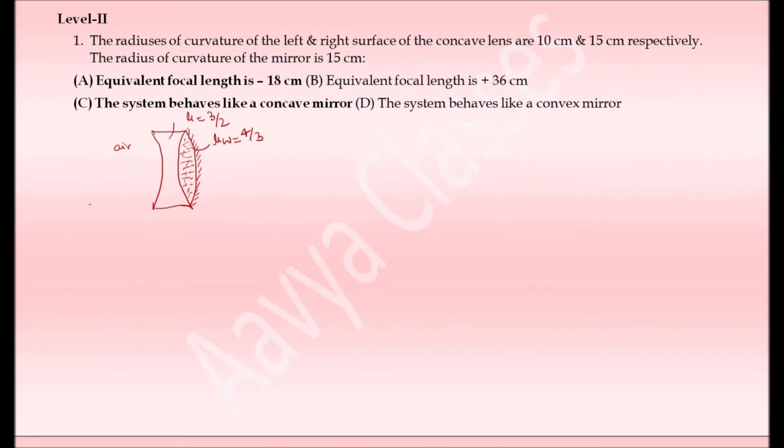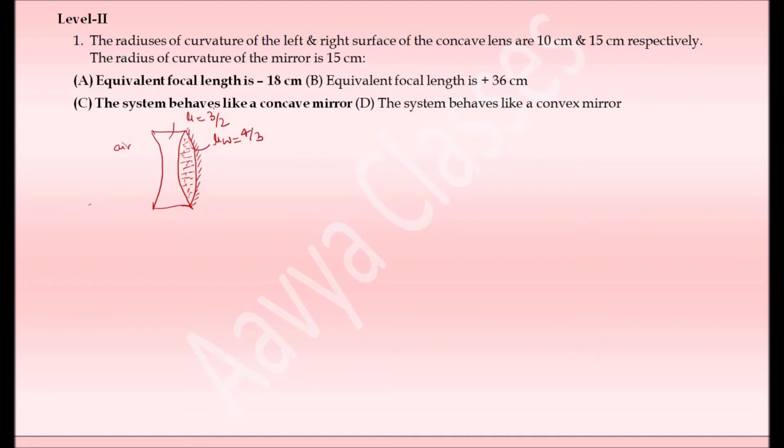And this is the first problem of level 2. The radius of curvature of left and right surface of a concave lens are 10 and 15 centimeter respectively. The radius of curvature of mirror is 15 centimeter. Then you have to select the correct option between A, B, C and D. And you may note that here more than one option may be correct.